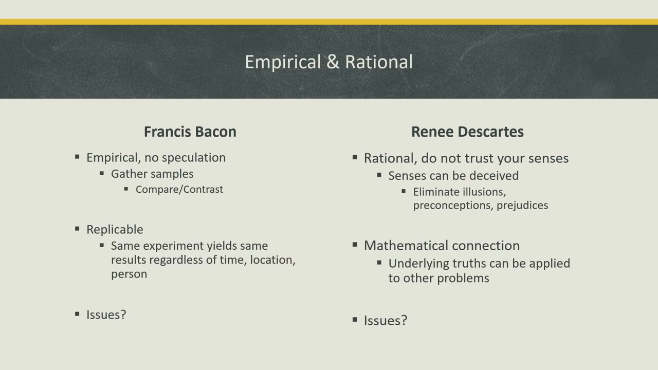Now, on the opposite end of that we have René Descartes, who is more known as a philosopher, but he considered himself what he called a natural scientist. He believed that it was important to order your mind first. Your mind needed to be disciplined. Your senses deceive your mind. So the things you hear, smell, see, taste, touch, the things that you sense can deceive you. You need to eliminate any kind of illusions, all these preconceptions, all these prejudices that you have, and approach a topic from a purely rational sense.